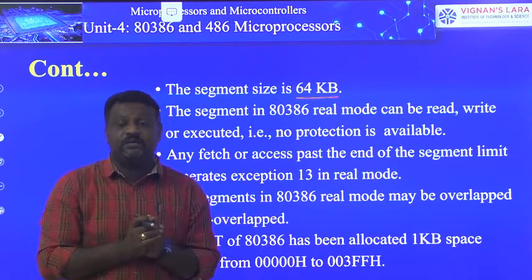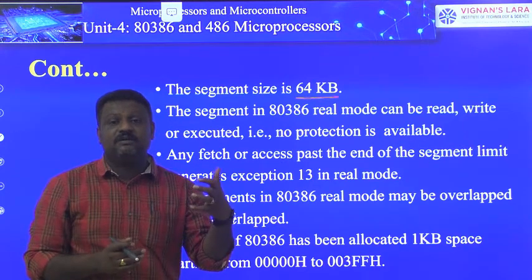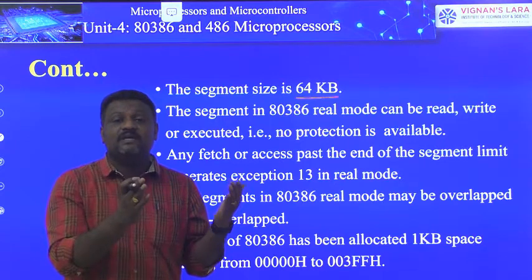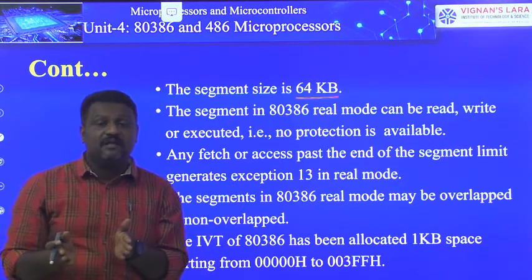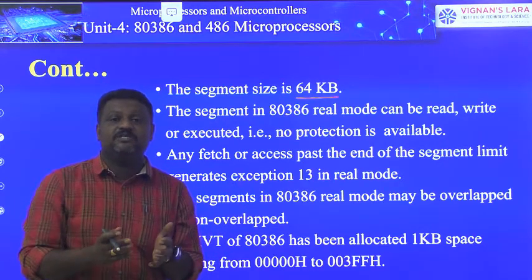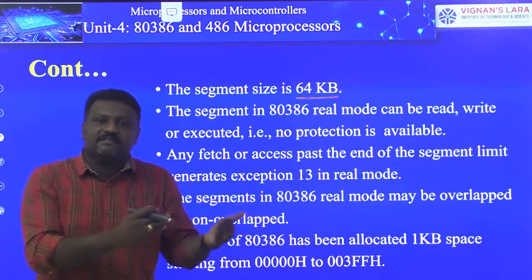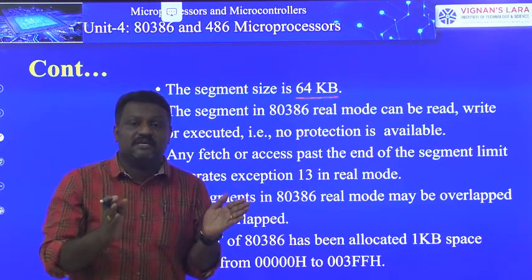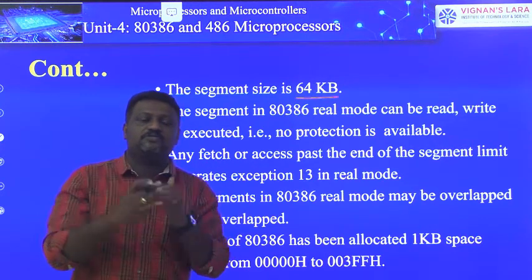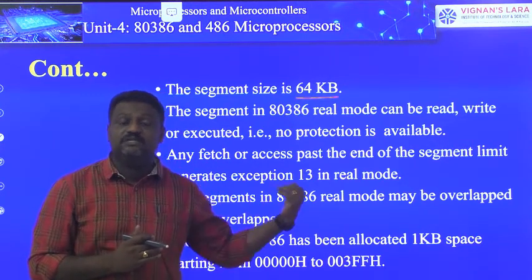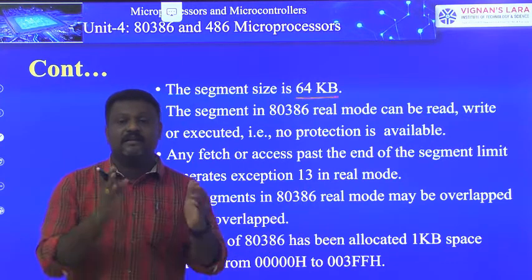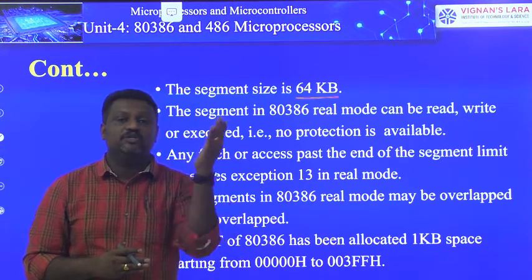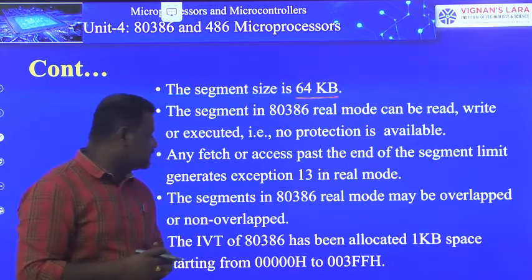Whenever you try to access information from a segment and the address crosses the segment's limit, we are unable to access information from that same segment. We would be accessing information from some other segment. Once such a situation exists, your processor may immediately generate an exception 13, which indicates an error condition. We are not accessing information from the segment you want. So that's the meaning of this.